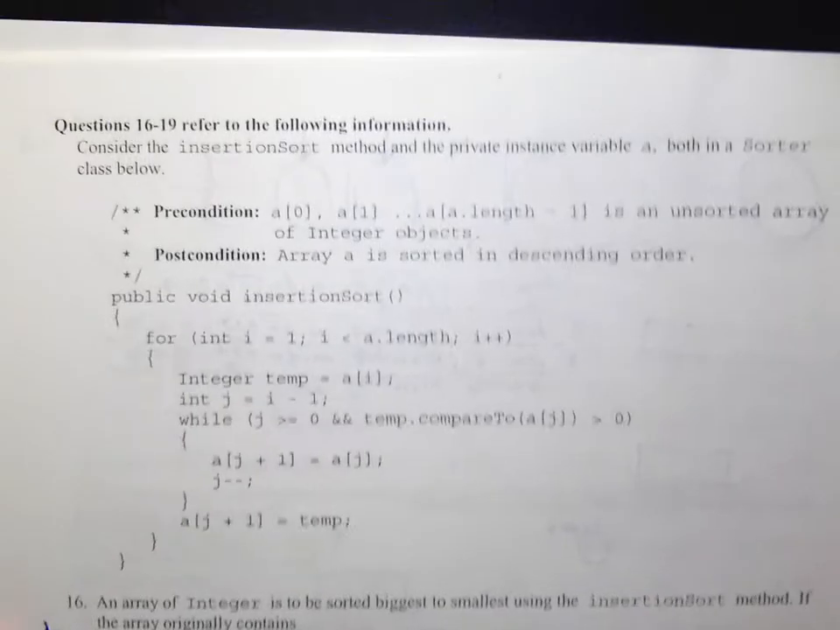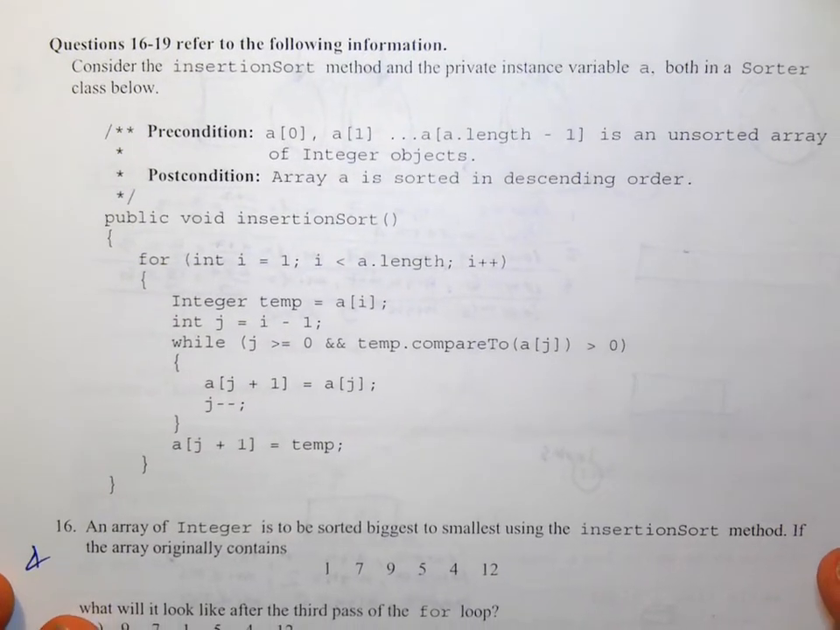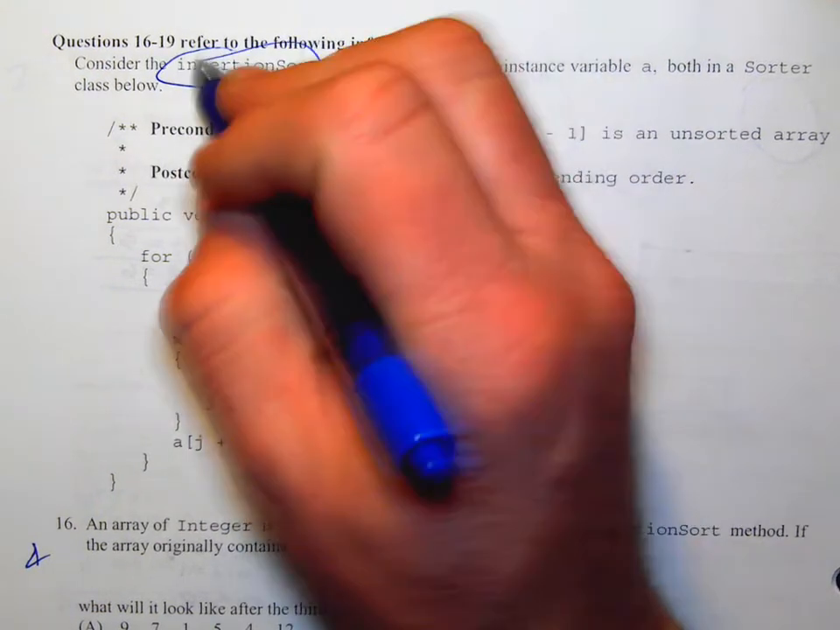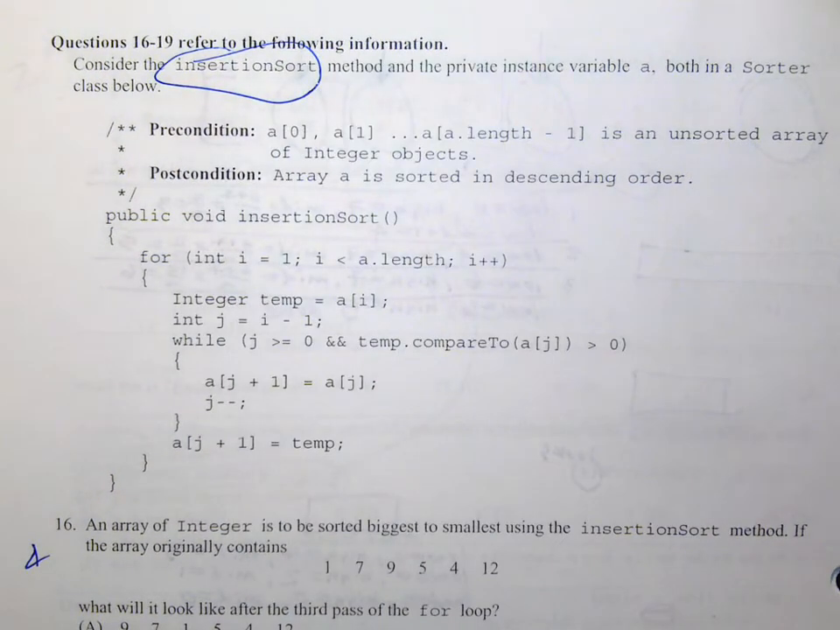16 to 19 says, refer to the following information, consider insertion sort. So insertion sort goes through and just starts putting things into the right spot and starts creating a sorted list, and then there's an unsorted list, and it keeps taking one more thing and putting it in the right order in the sorted part, and eventually it's all done.